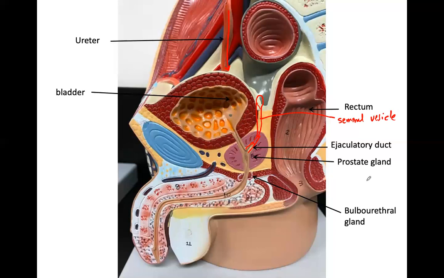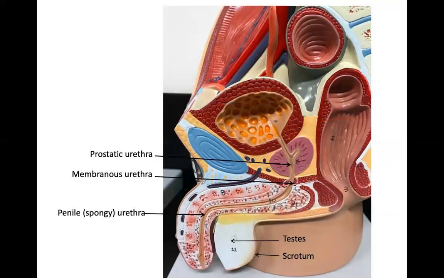Going further down, right below the prostate, again wrapped around the urethra, you have this little gland. It's about pea size, and that's the bulbourethral gland, which is one of the accessory glands of the male reproductive system. Going down, again, you have the urethra, the tube that extends from the bladder and excretes either urine or ejaculated semen. Where it passes through the prostate gland, this region specifically is called the prostatic urethra.